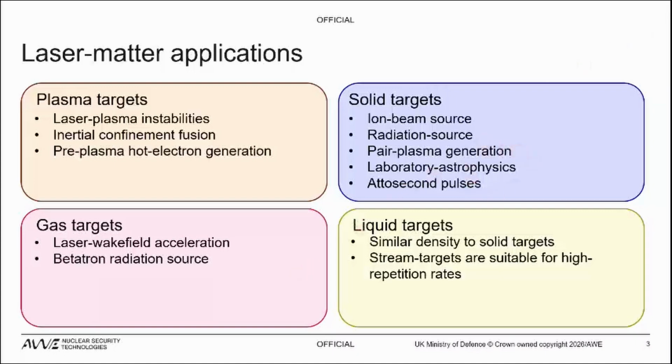Or you might want to shoot a solid target. These are very good because they're very dense. By shooting a laser pulse into a dense solid, you can accelerate a lot of particles, and you can create lots of different physics. You can get ion beams coming out of it, you can get radiation emission from it. If that radiation has enough energy, it can decay into positron-electron pairs, get pair production, and you can simulate environments like you'd see around black holes, so it's good for studying lab astrophysics. And if you're really clever, you can tweak the laser-solid interaction to produce radiation pulses on attosecond timescales, which was a recent Nobel Prize.